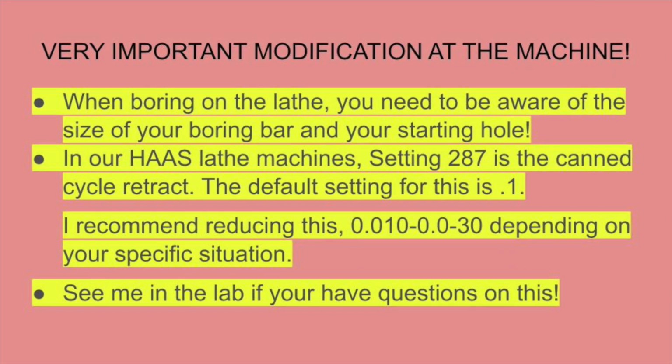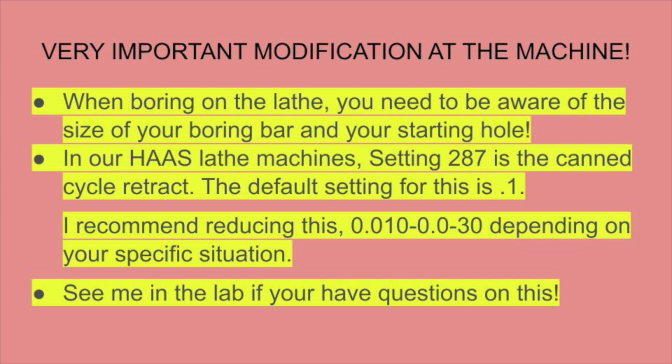The last thing that I want to make you guys aware of is you need to know the size of your boring bar and the starting hole that you're going to be entering. In the Haas lathe machines, setting 287 is the canned cycle retract. The default setting is 0.1.